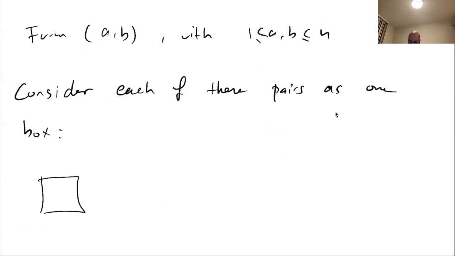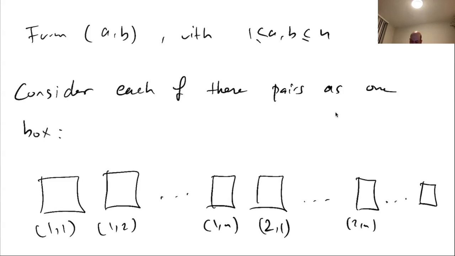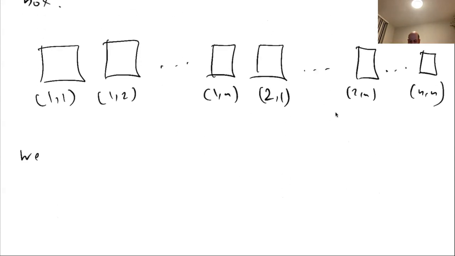So see, the first box therefore is (1,1), the next box is (1,2), the nth box is (1,n), the next box is (2,1), (2,n), and all the way to (n,n). Okay, so I have n squared boxes. How many objects do we have? We have n squared plus 1 numbers.